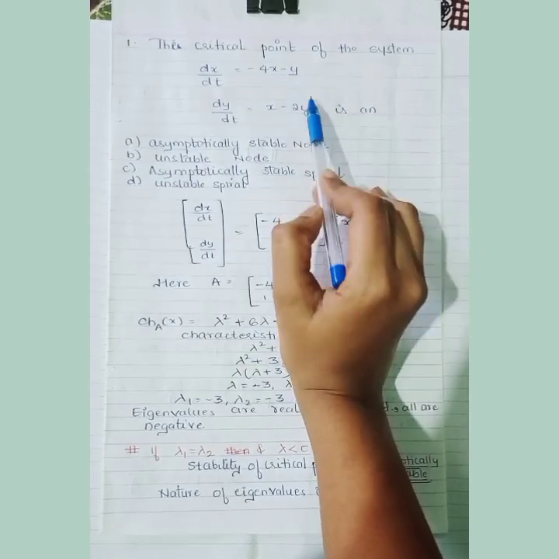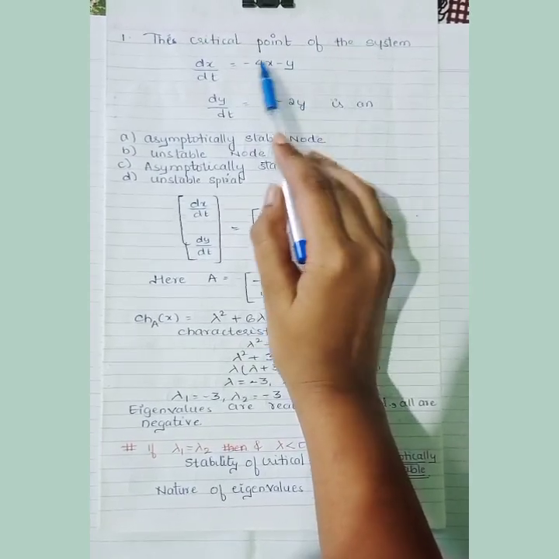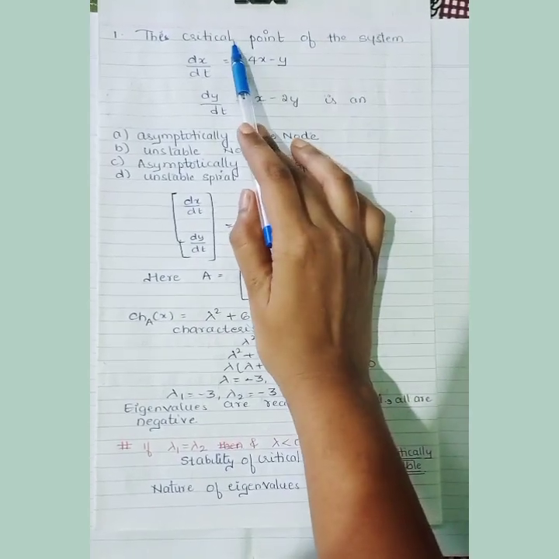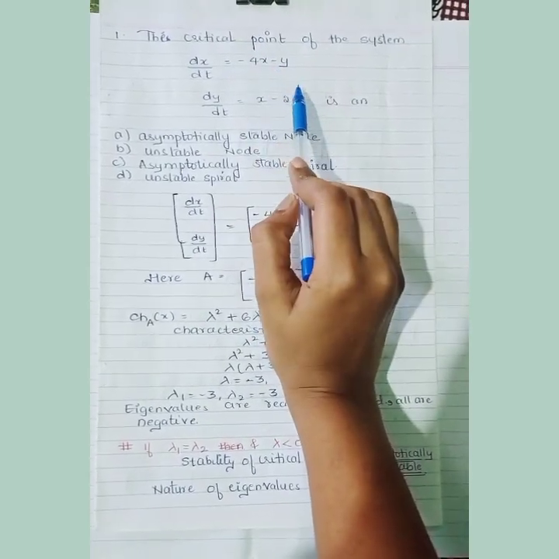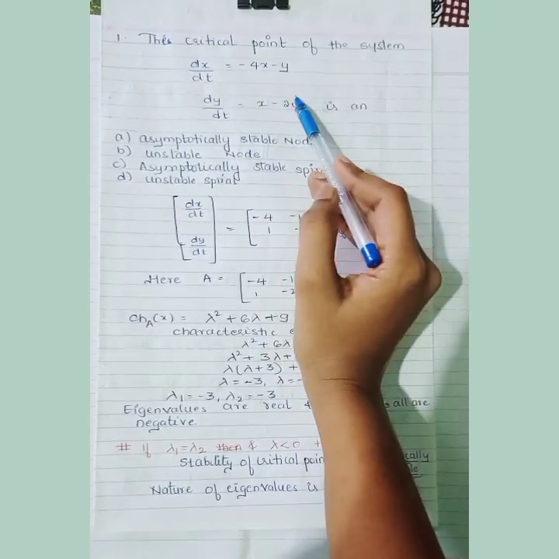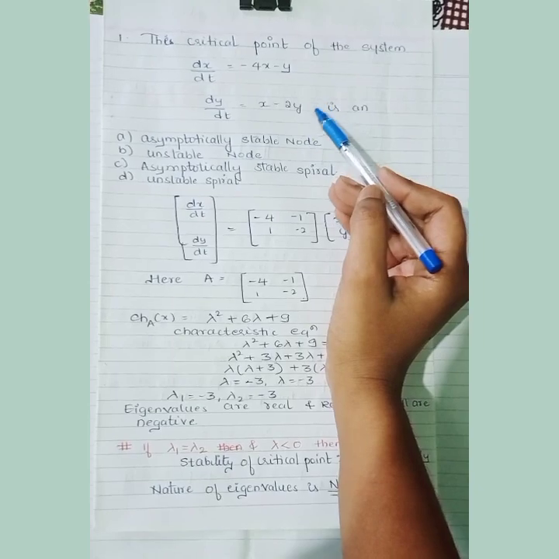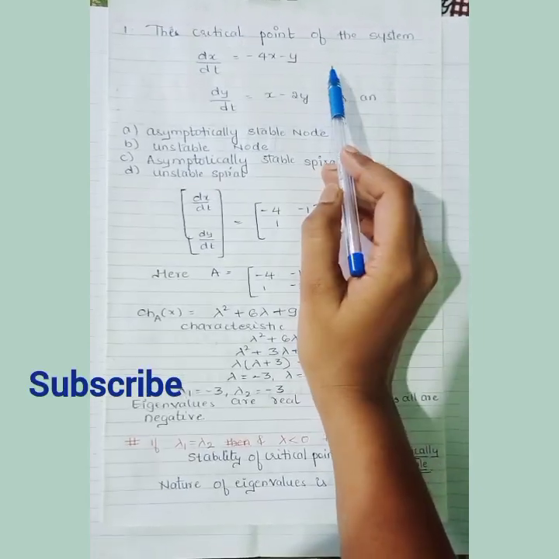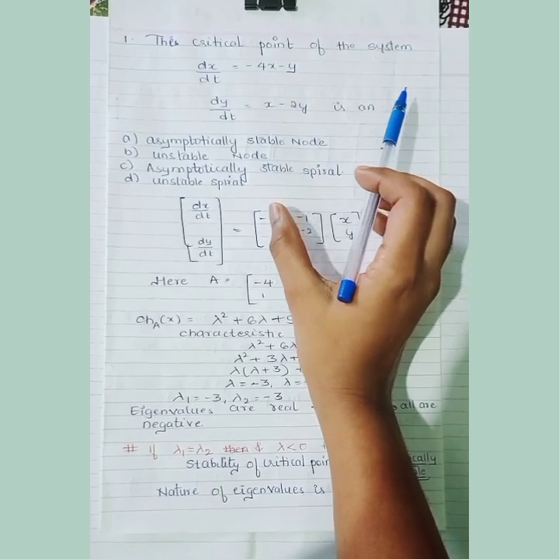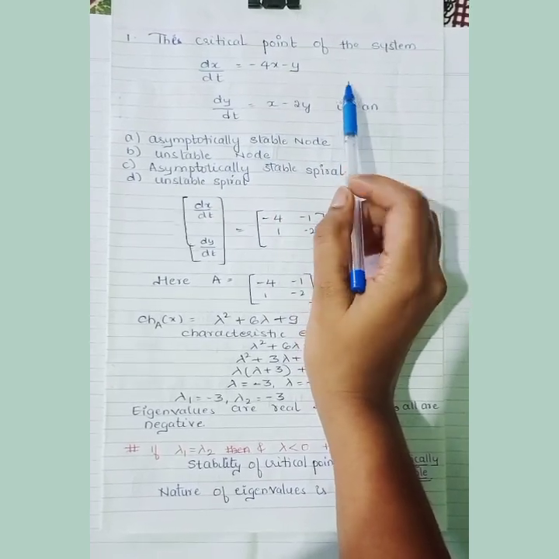So here the system of differential equations they have given you, that is dx/dt and dy/dt. Then I have to check what will be the critical point of this system, whether it is stable or unstable. If it is stable, which type of stable it is. So to check this, whenever a system of linear differential equations is given to you, you can easily find out the critical point.